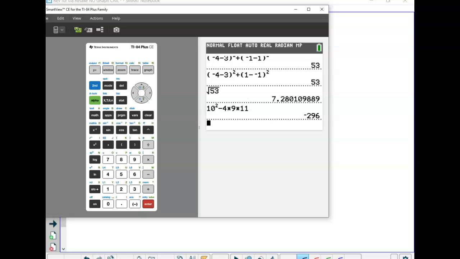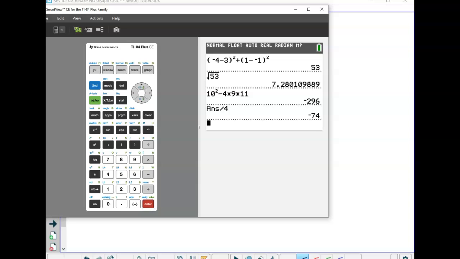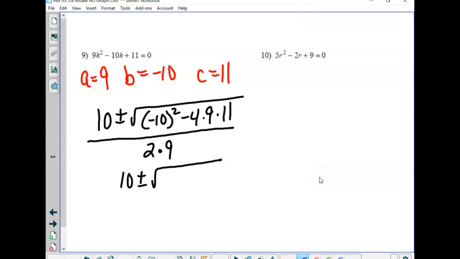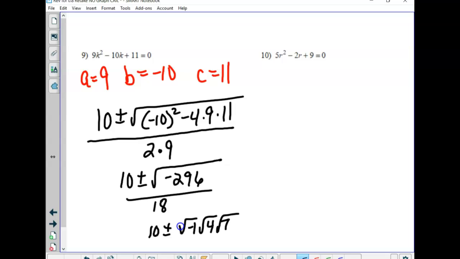We need to separate that. It's going to have a square root of negative 1. But what else might divide into 296? 4? 4, and then that would be 2 times 37, so it wouldn't go any further. So I think 4 times 74 is going to be our best bet. Okay, so it was negative 296, right? And then it's square root of negative 1, square root of 4, and square root of 74. All over 18.